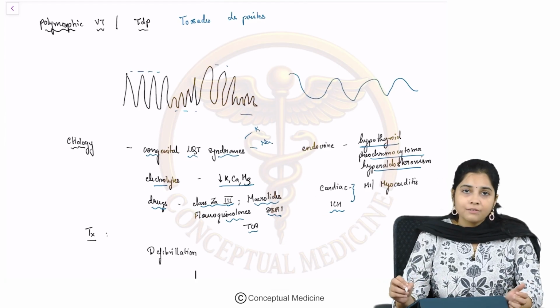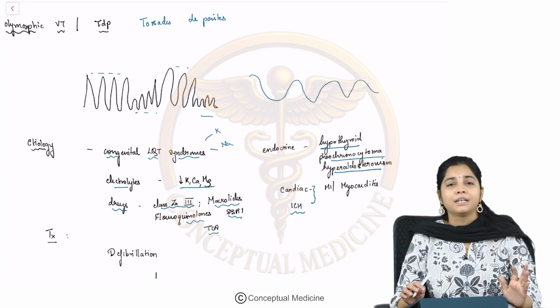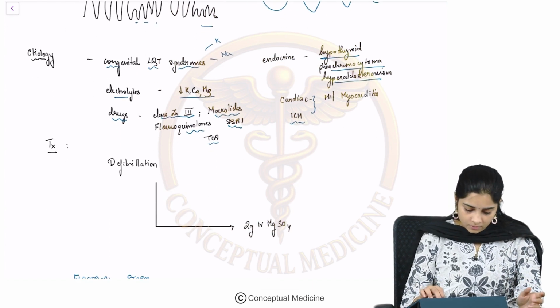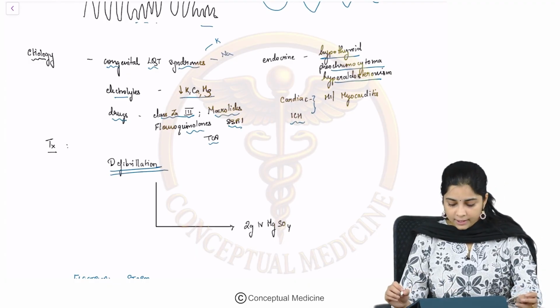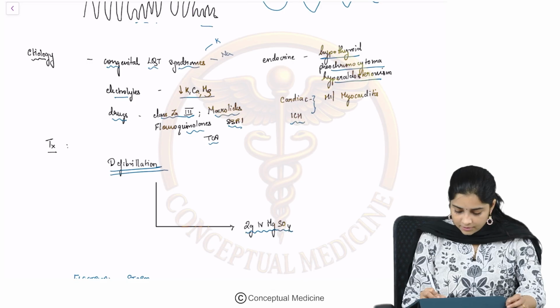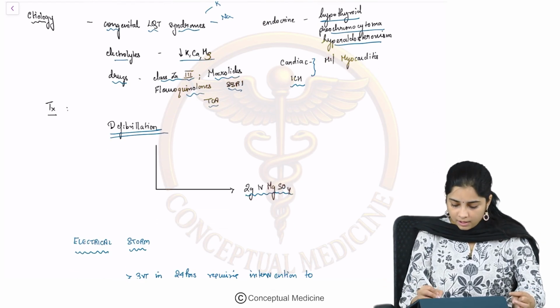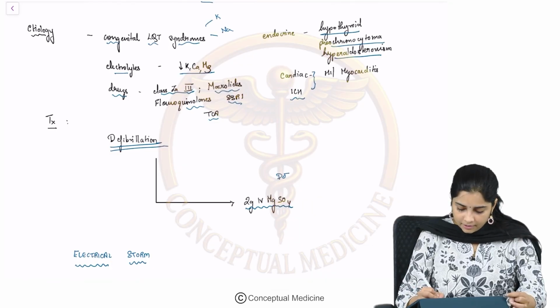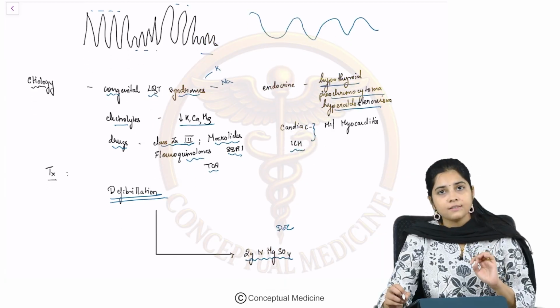So, what happens when you have Torsades de Pointes? You can have a fatal arrhythmia and cardiac arrest. So, the treatment would be to defibrillate, and then you administer 2 gram IV magnesium sulfate. The drug of choice would be magnesium sulfate. Okay, so that is your Torsades de Pointes.